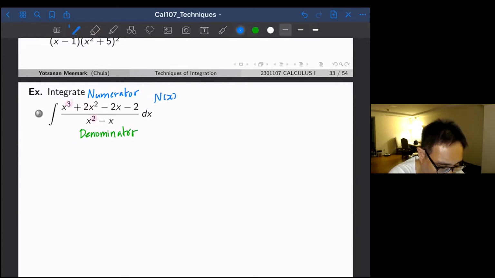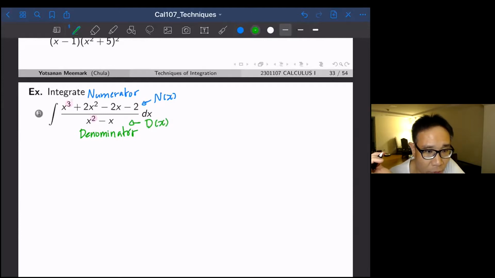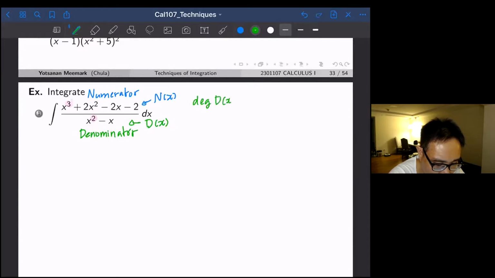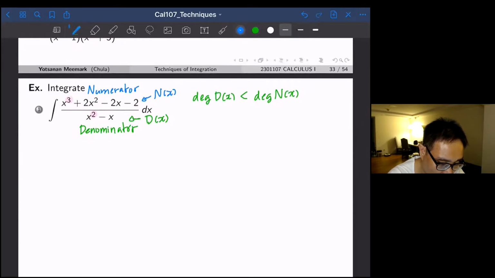And the bottom part will be D(x). So you have N(x) over D(x), and the degree of D(x) is smaller than the degree of N(x). This is the degree of the polynomial: this one is equal to 2, this one is equal to 3. If you have this situation, we're going to perform a long division.